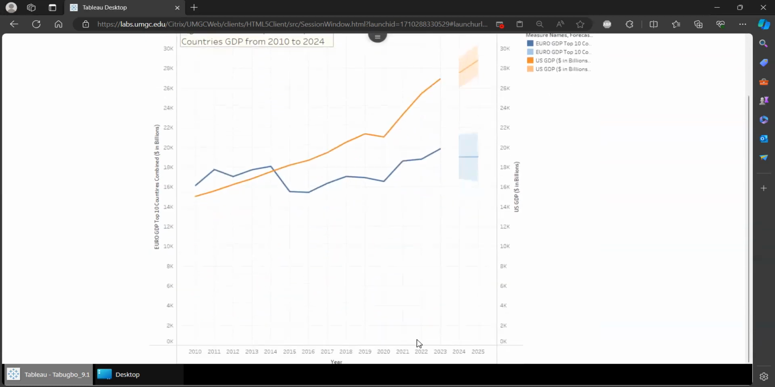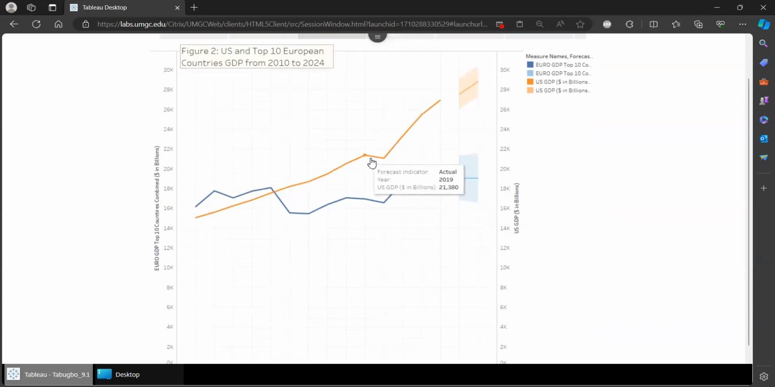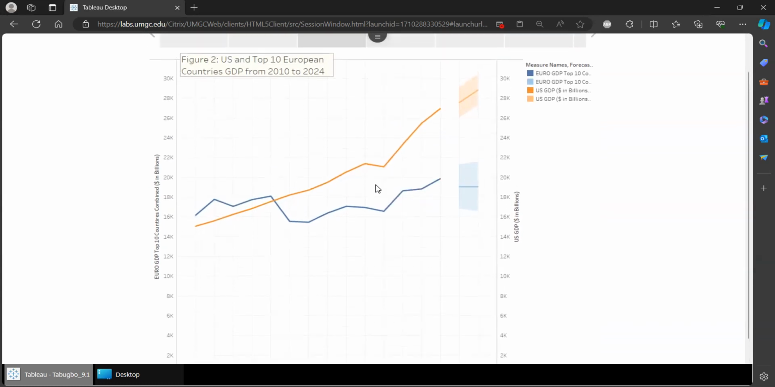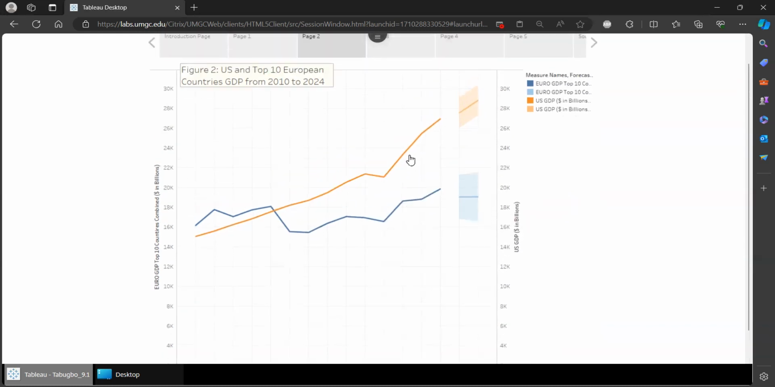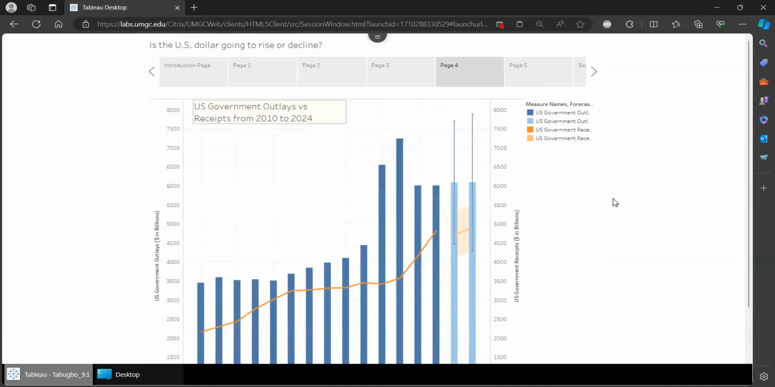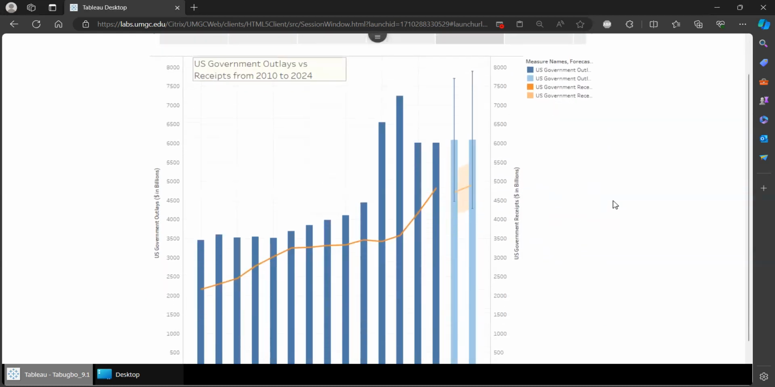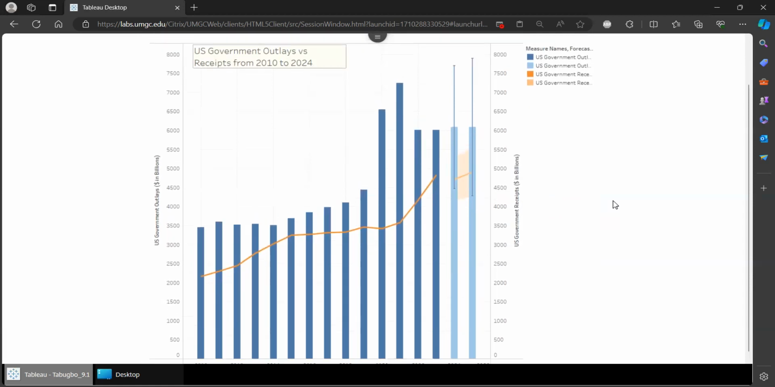But from 2019 to 2022, there's this slight decrease in slope for the United States, while for Europe's GDP, there's a very slight decrease and then an increase as well. But as you can see in this next trend graph, there is a chart that shows the United States government outlays versus its receipts from 2010 to 2024, which an outlay is the government's actual spending, while receipts are the budget allowed for the government.